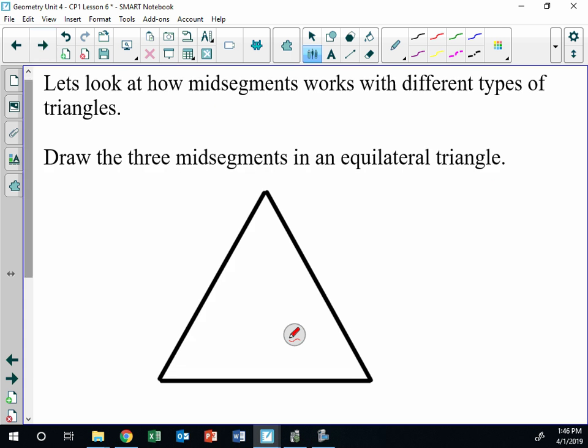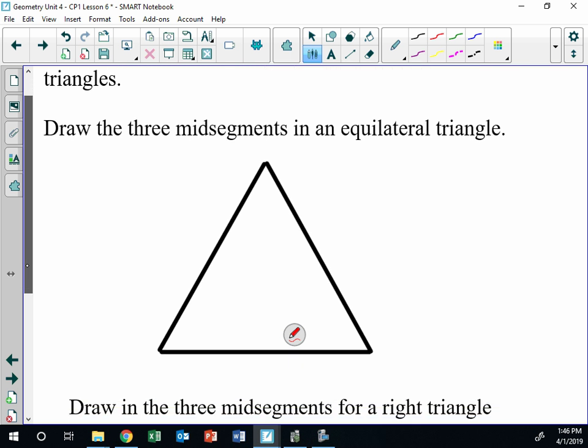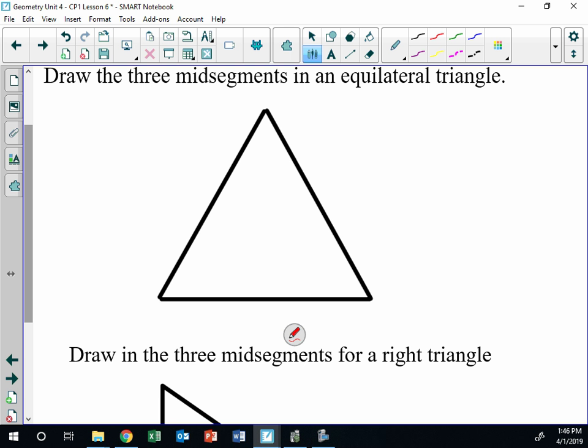So if we wanted to look at how the midsegments work with some different types of triangles, if we have an equilateral triangle, we're cutting each of our segments in half.